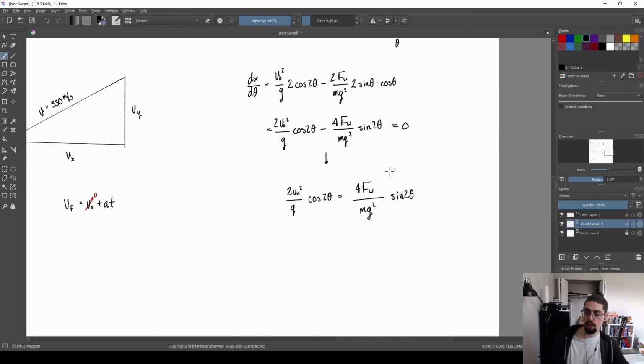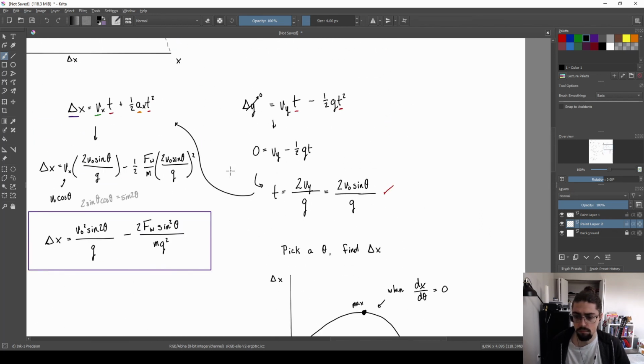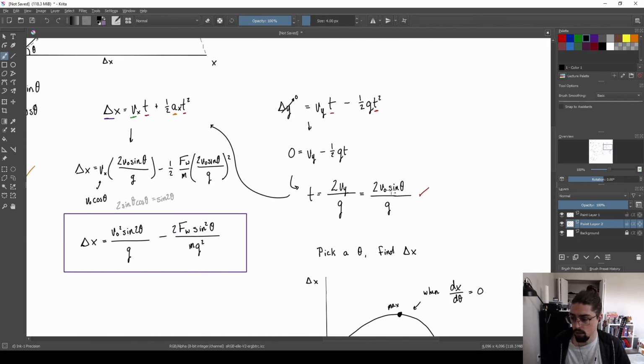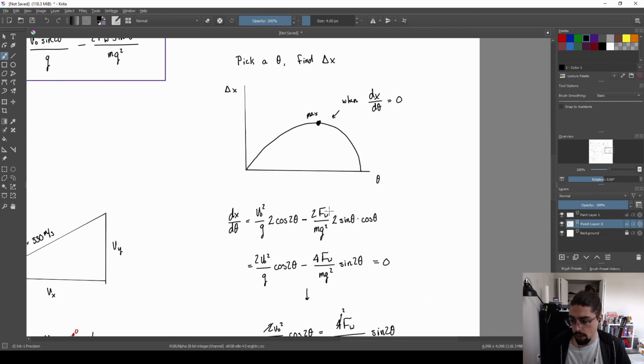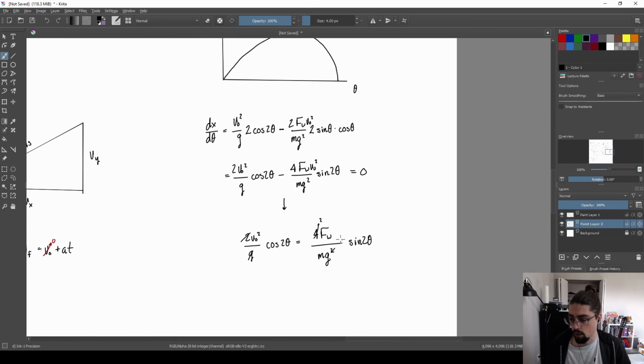So I've moved that over to the other side, and what I'm going to say is cancel out a 2. This is going to become a 2. I'm going to cancel out a g. That's going to go like that. And then I'm going to divide by cosine. And actually, I have forgotten a v squared. That should have been in there as well. V naught squared should have been in all of these steps, and it should have canceled out right here.